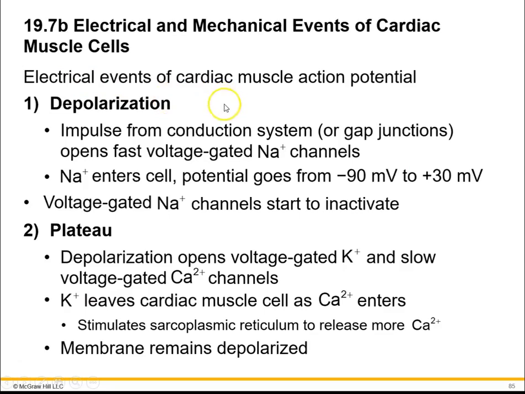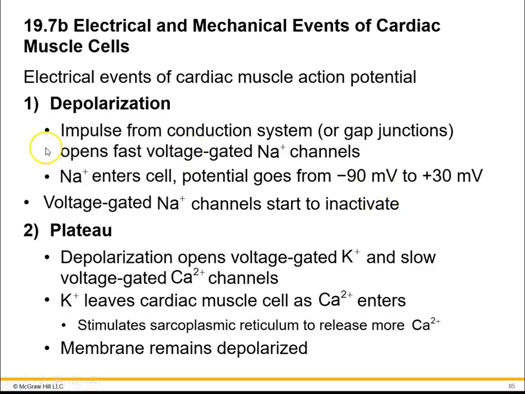Okay, so what happens? Well, you get depolarization. This is going to occur when that impulse from the conduction system or through the gap junctions reaches the muscle cell, and that muscle cell is going to open fast voltage-gated sodium channels. So sodium is going to flow into the cell, making that membrane potential more positive. So it's going to go from negative 90 millivolts to positive 30 millivolts. Now at positive 30 millivolts, those voltage-gated sodium channels are going to start to close.